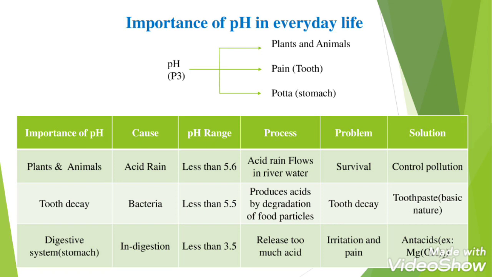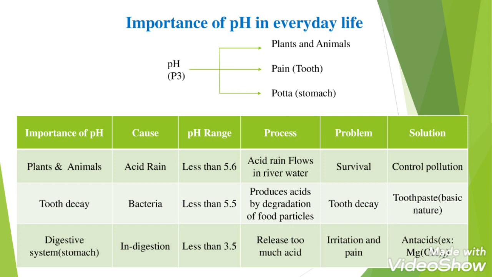Second topic, if you are asked about tooth decay, the cause is bacteria when pH goes less than 5.5. Bacteria produce acids by degradation of food particles. They will get the tooth decay problem. For this, the solution is to use toothpaste, which is basic in nature.